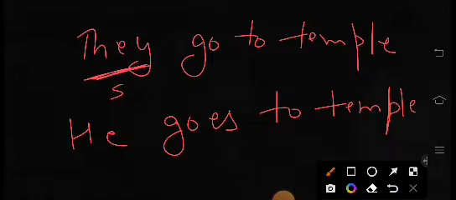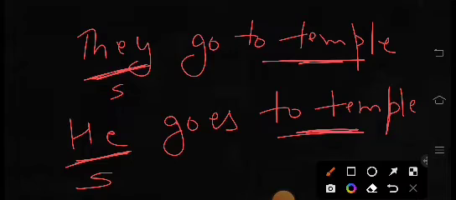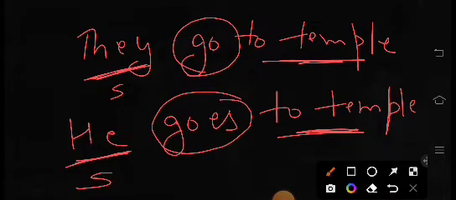Similarly, in the second sentence, he goes to temple. Who goes to temple? He goes to temple. So he is the subject of the sentence. Now talking about the verb, means the main action that is taking place in the sentence. What are they doing to the temple? They are going to the temple. So this is the main verb.